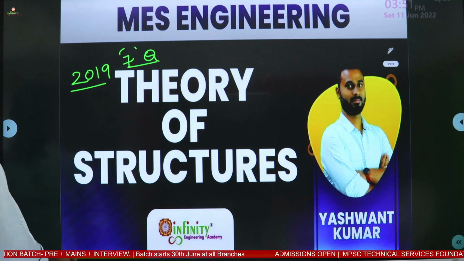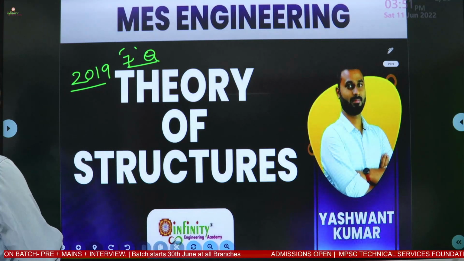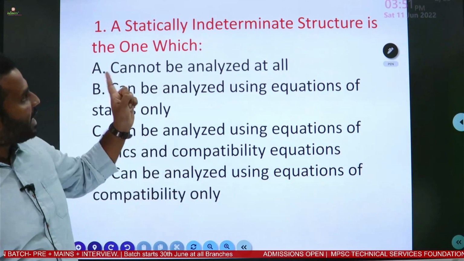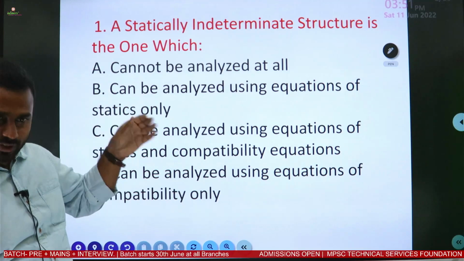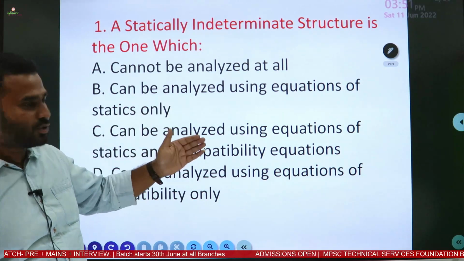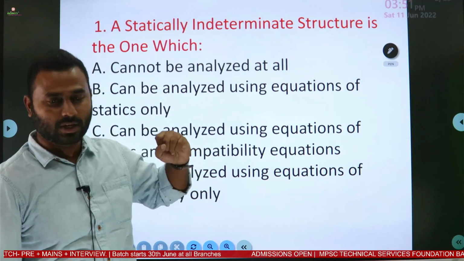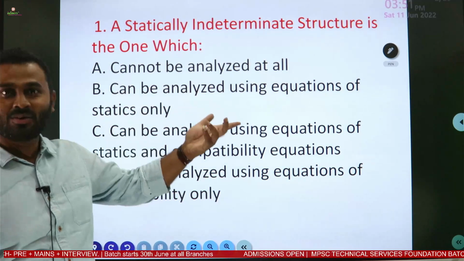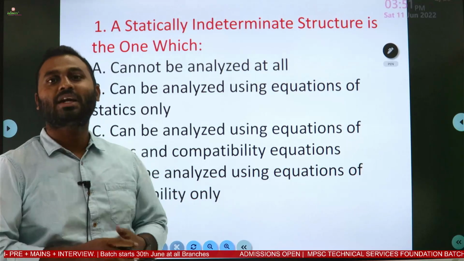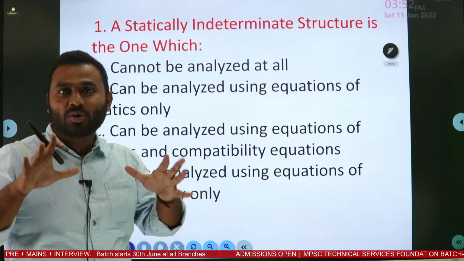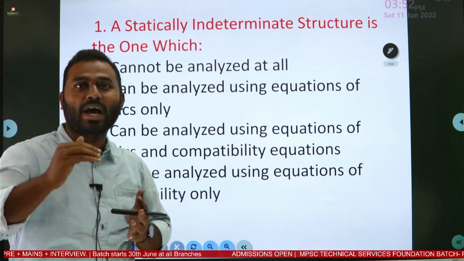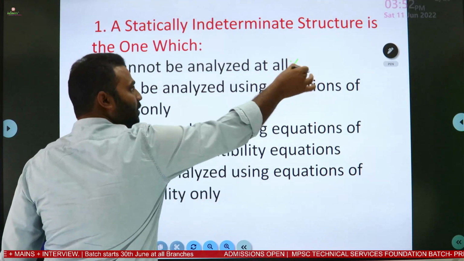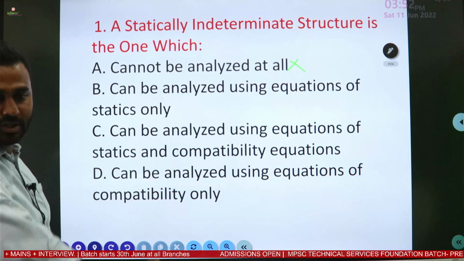2019 PYQs. Here is the first question: a statically indeterminate structure is one which... Let us see the correct option. Option A: cannot be analyzed at all? No. Of course, we can analyze a statically indeterminate structure. Our main motto in this theory of structures is to analyze statically indeterminate structures. Therefore, the first option is not correct.